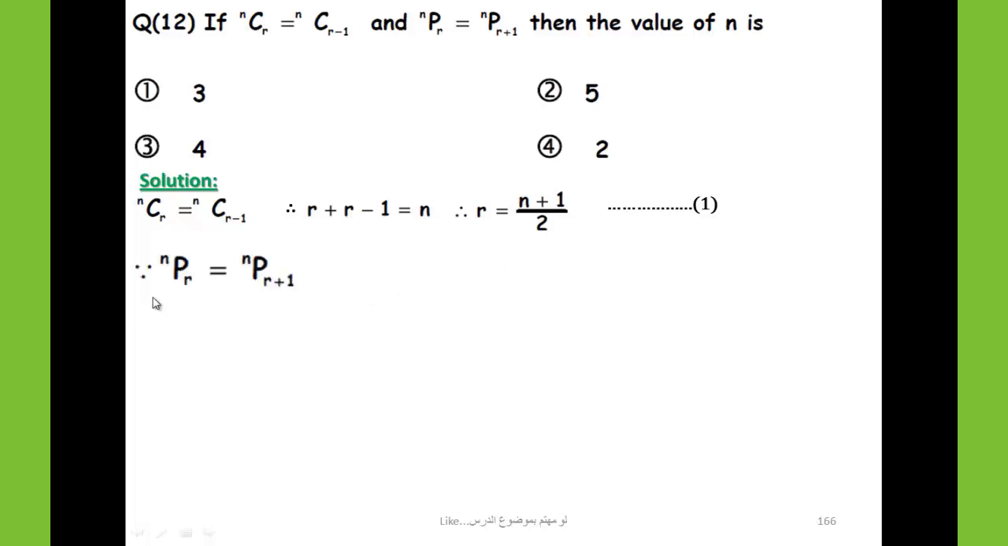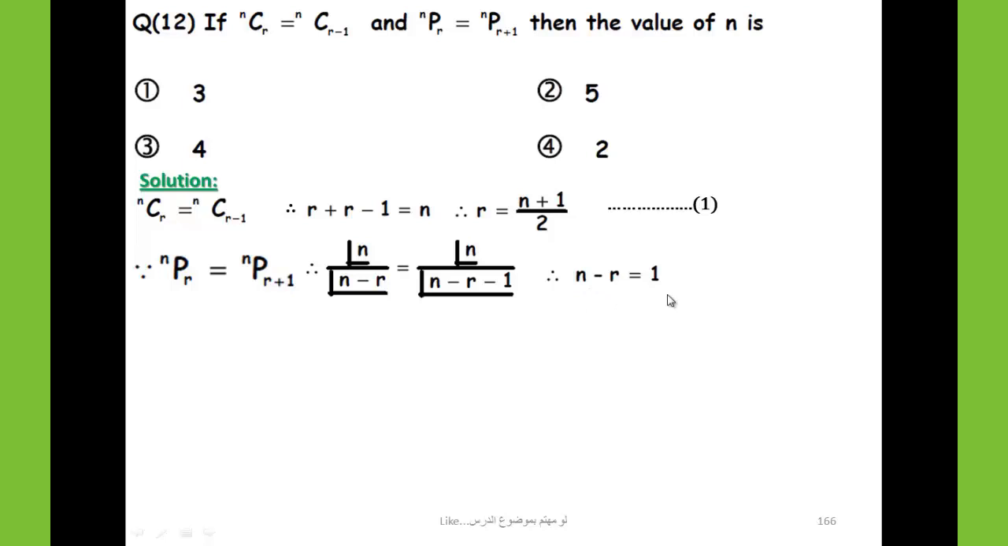From equation 2, we have nPr equals nP(r plus 1). And nPr equals factorial n over factorial n minus r, which equals factorial n over factorial n minus (r plus 1). So it will be n minus r minus 1, and we can simplify this to get n minus r equals 1.